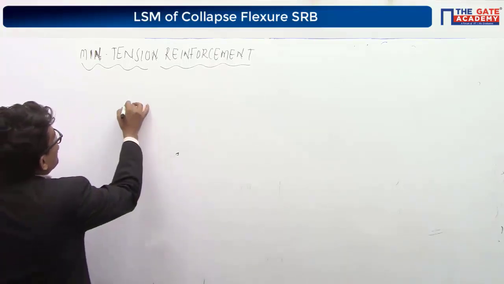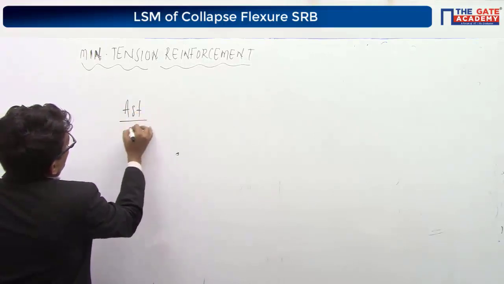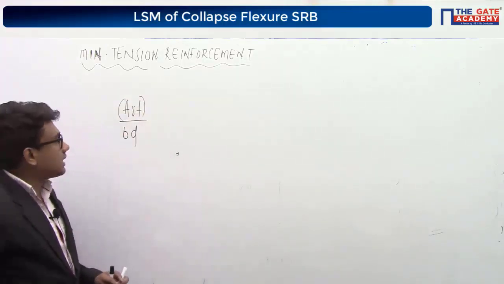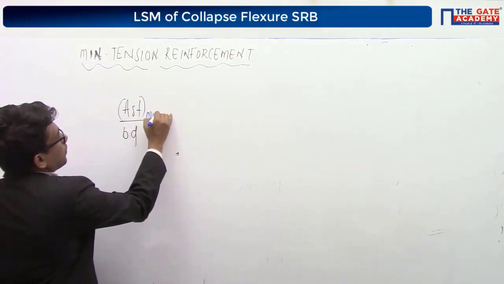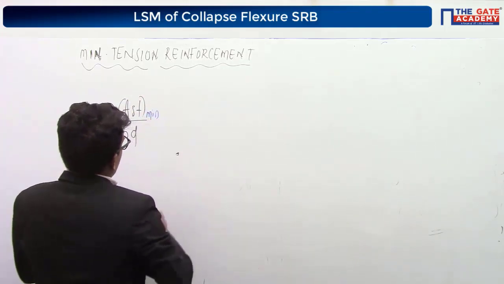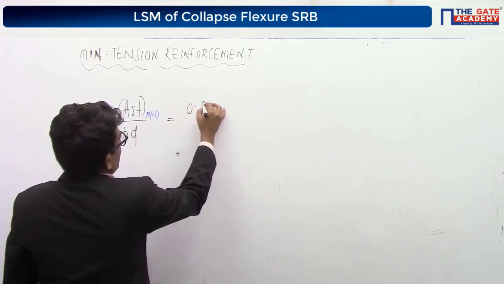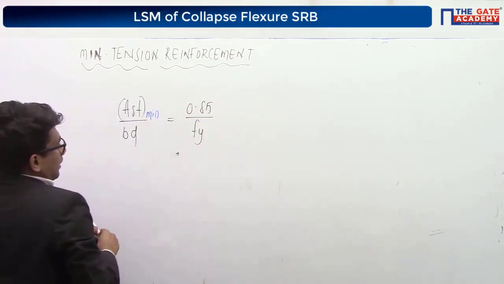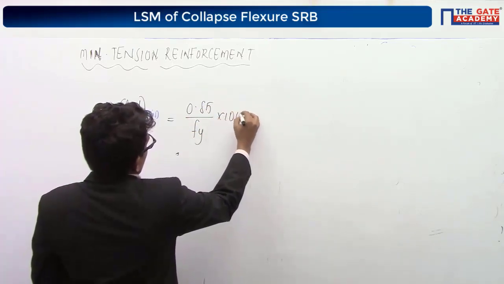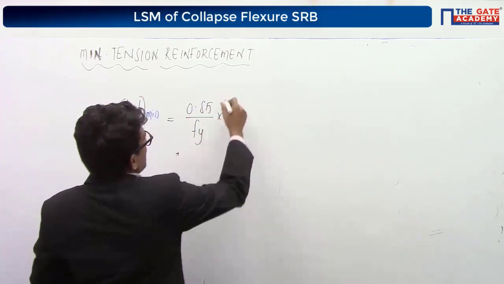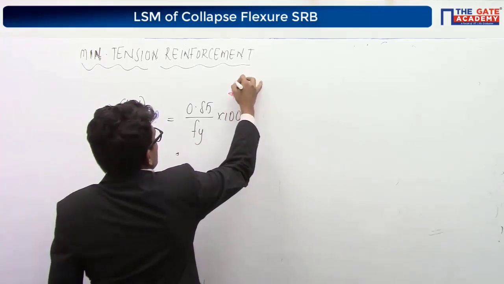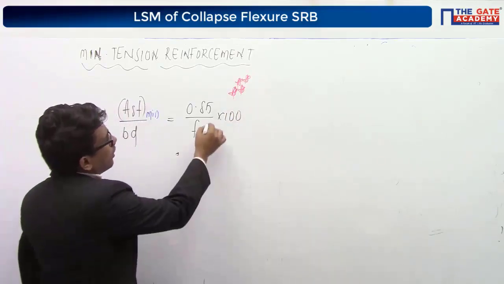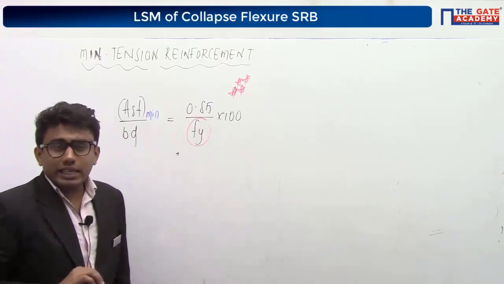reinforcement is given by the equation AST divided by BD. AST is actually our minimum tension reinforcement, and it is equal to 0.85 divided by Fy, into 100. Use this equation directly to get the minimum tension reinforcement in the beam. You can see here it depends only on one value, that is Fy, the grade of the steel.